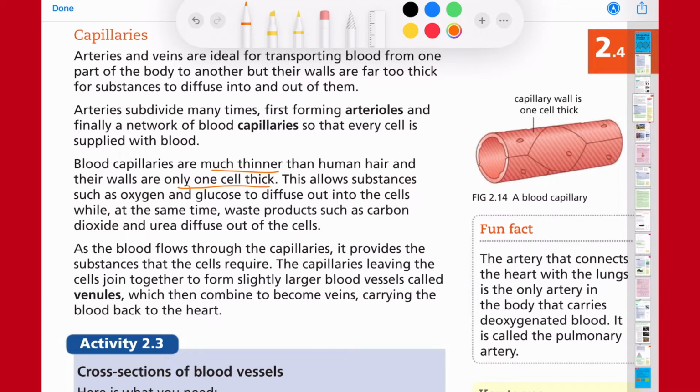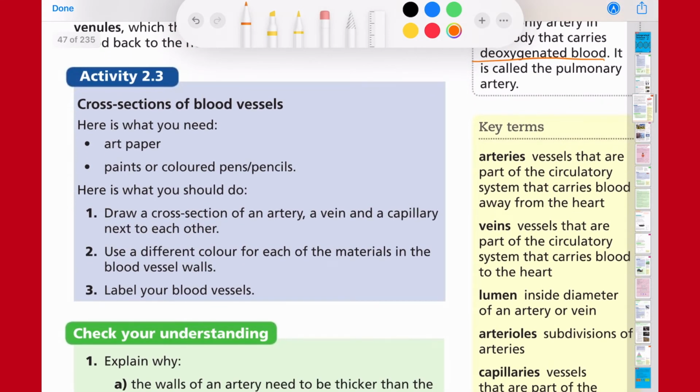The capillaries leaving the cells join together to form slightly larger blood vessels called venules, which then combine to become veins, carrying the blood back to the heart. So the artery that connects the heart with the lungs is the only artery in the body that carries deoxygenated blood, and it is called the pulmonary artery. It is very important that you know what the pulmonary artery is.